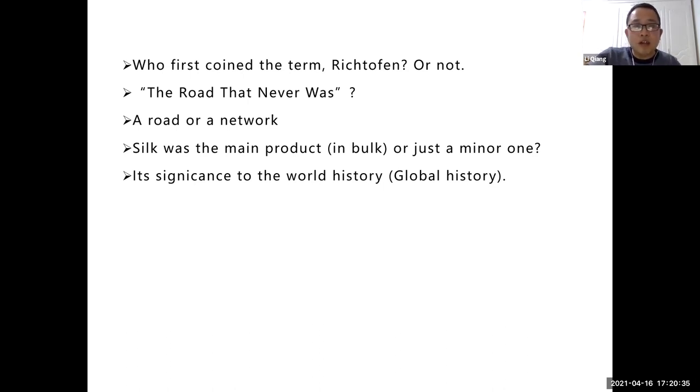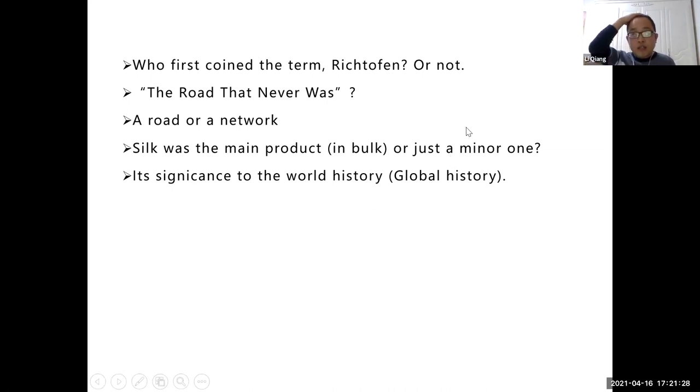And next, a road or a network. Obviously, we believe that the Silk Roads are a network. It is not only a road. It's just a network. There are not only commercial roads, but also roads for exchanging ideas and exchanging other things. Like Professor Frank Pan's new book mentioned, there were many names for the roads. So it's a systematic network connecting the whole Eurasian continent. And also Susan Whitfield mentioned that Africa was included inside.